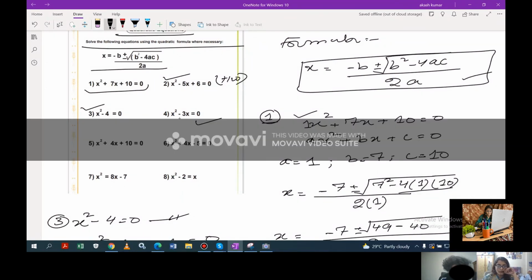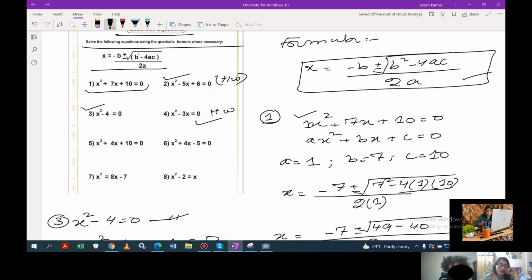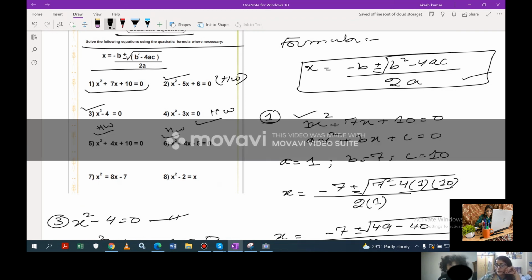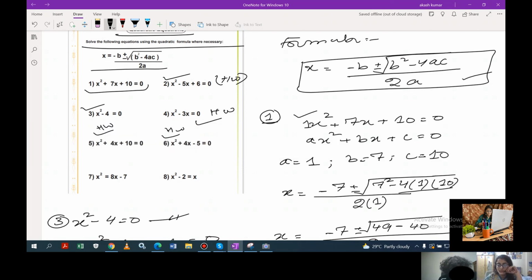So question number 4, if you can do it, then it is in homework. I think probably all the questions I should give you in homework. Okay, let's do question number 5 and 6 as homework, and we will be doing question number 7 and 8 in the next session. So you have to send me the homework by tomorrow this time. And yeah, let's end it here.